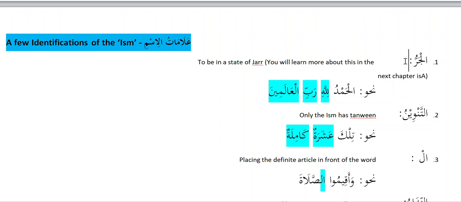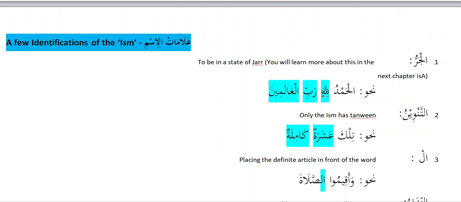The word is in a state. For simplicity, technically what I'm going to tell you now is not correct, but you have to start here, and later on you'll get the technicalities. So I'm oversimplifying it in this lesson for you to start with and understand, and then we'll explain further. I don't want to give you too much now. Al-jar, much of the time, means the last letter has a kasra.